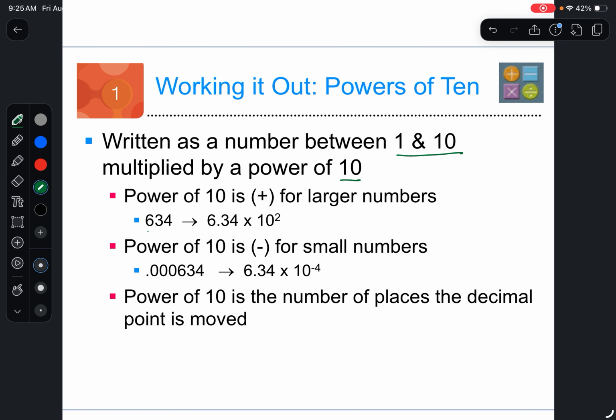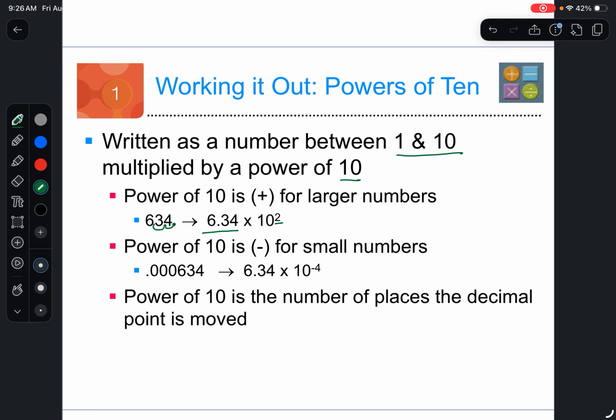So here we have the number 634. That obviously is not between 1 and 10. So you ask yourself, well, how can I make it between 1 and 10? Well, remember the decimal point is implied behind the 4. So to make this number between 1 and 10, I move my decimal point 2 places to the left. And now I have the number 6.34, which is obviously between 1 and 10. How many places did I move that decimal point? 2. So I'm going to write this as 6.34 times 10 to the second.